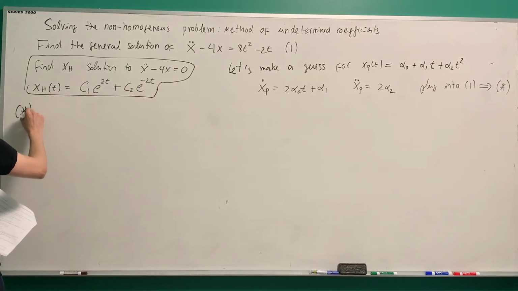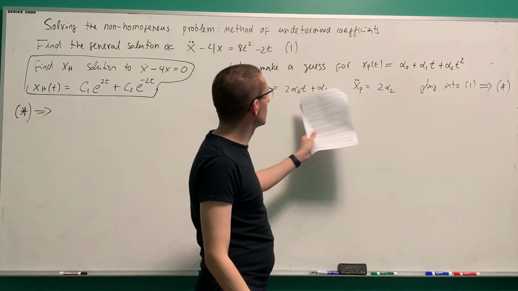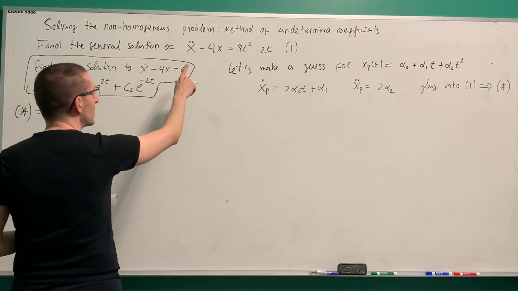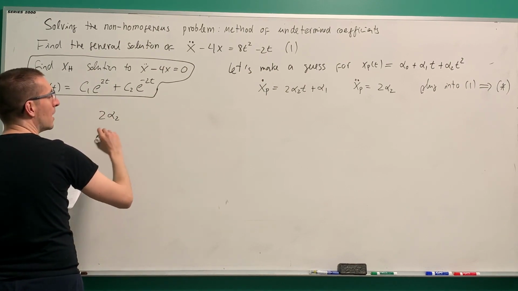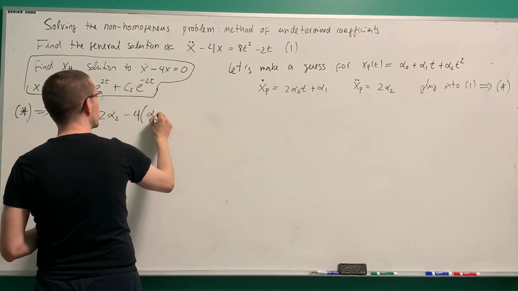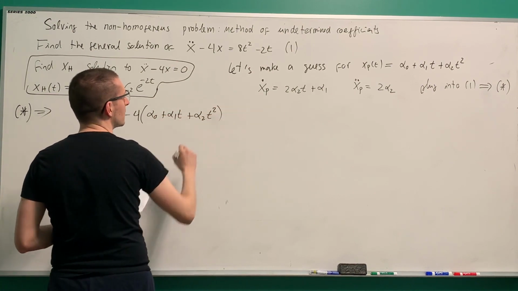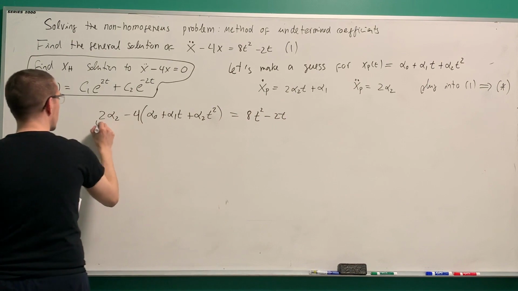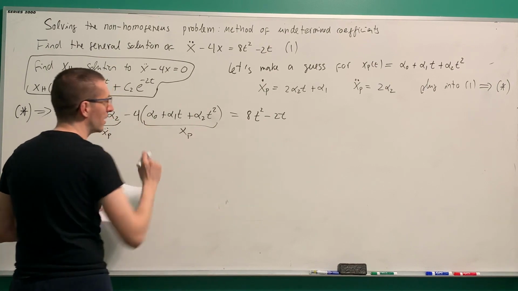Here, I open the wormhole in the whiteboard manifold, and then what I do is I plug xp double dot and xp into one. But that's easy, right? Because the first one is x double dot, which is just 2 alpha 2. Then minus 4 times alpha 0 plus alpha 1 t plus alpha 2 t squared. And that's equal to 8t squared minus 2t, right? So this thing is xp double dot, and this thing is xp, which is what we have plugged in.